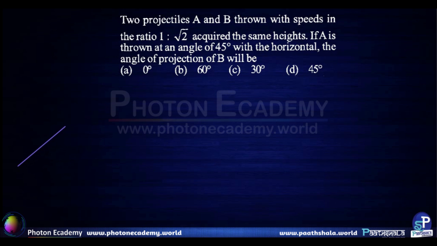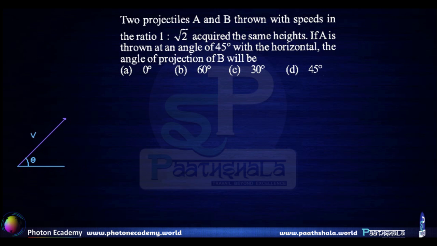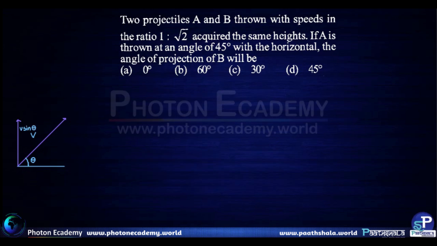So when a projectile is thrown with a velocity v, making an angle theta with the horizontal, then the two components of velocity of the projectile can be written as: the vertical component would be v sin theta, and the horizontal component would be v cos theta.